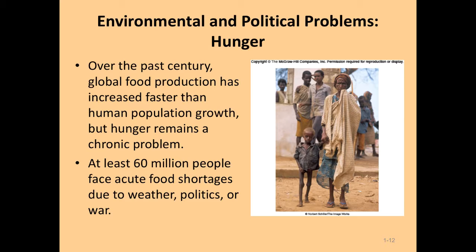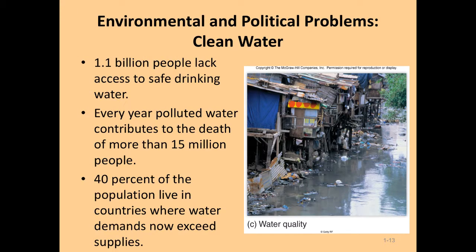Okay, and it says here that at least 60 million people face acute food shortages, due to weather, politics, or war, and especially due to politics, I think. But even other regions where you see that they might be affected by an earthquake, tsunami, other natural causes can lead to problems like hunger in the long term. And so what that means for us is that considering that we already have hunger problems, if we start to lose more resources, it's just going to lead to greater amounts of hunger.